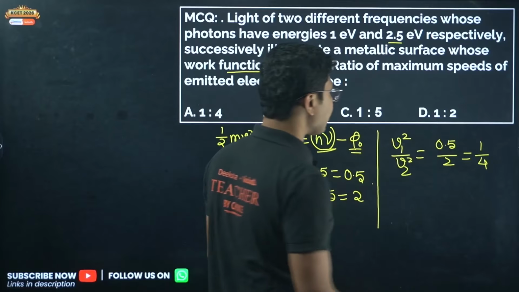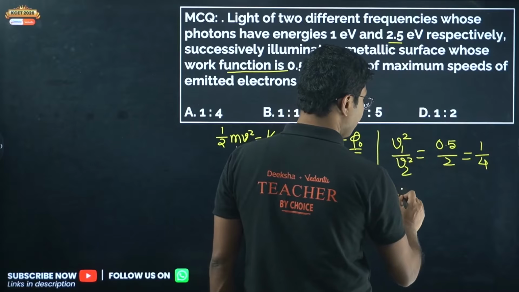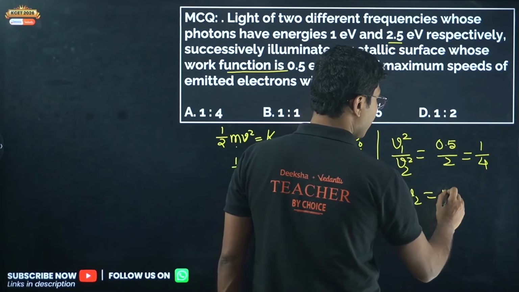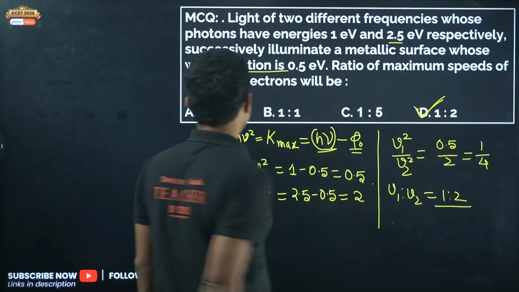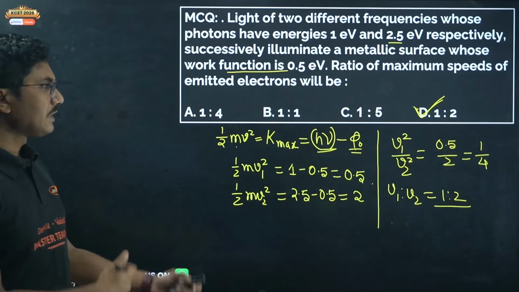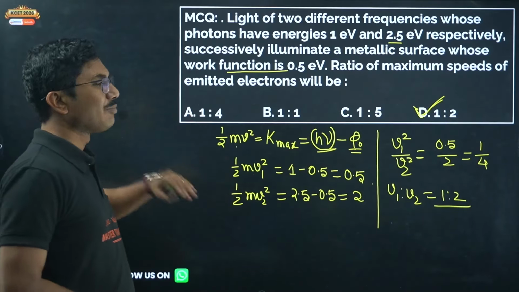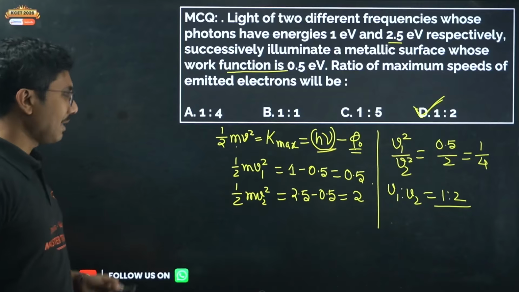Now you have to take the square root. So v1 is to v2 equals 1 is to 2. So the correct answer is 1 is to 2. This is how you should tackle problems based on this chapter.